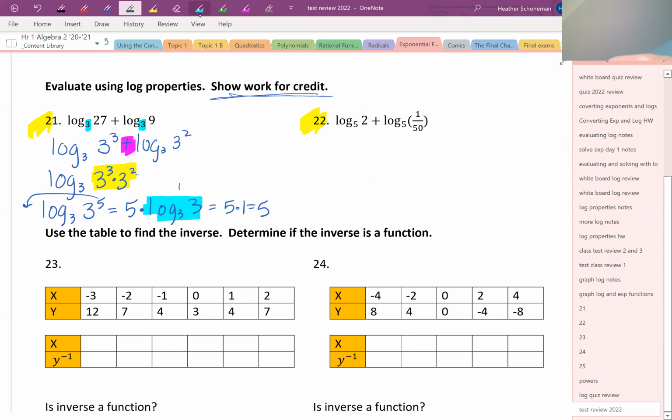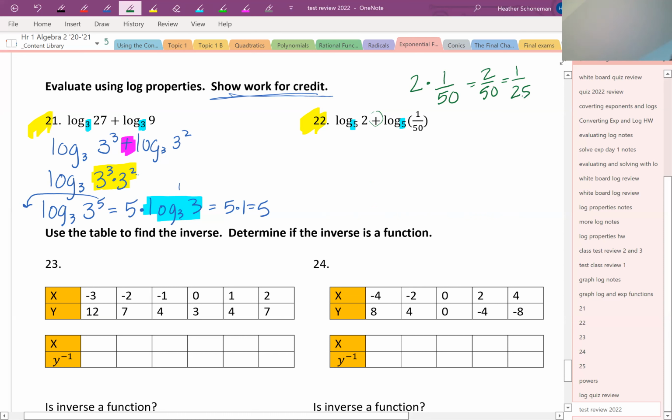On this one, we've got a base 5, but there's no way I can write 2 and 50 as a base of 5. So since I can't, and it's plus, I'm going to multiply the two things together. So I have 2 times 1 over 50, which is 2 over 50. I can reduce that, might as well just reduce here and save me a step, to 1 over 25. Okay, so on this one, I have log base 5 of 1 over 25. Now this is a good start because 25 I can rewrite as 5 squared. And that's what I want.